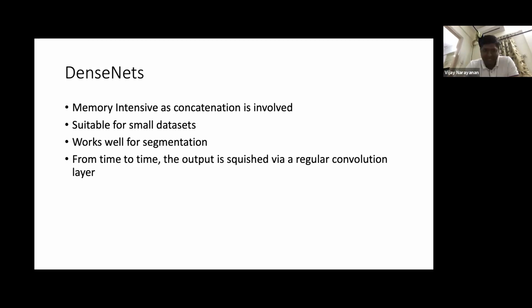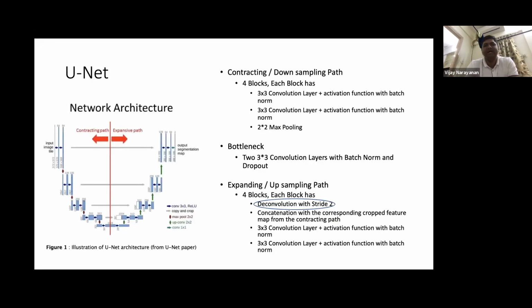But this particular model doesn't always work that way. From time to time, we squish the outputs via a regular convolution layer, and then we start again to concatenate and go along, and then we introduce something to squish it again. So that's how it works. If you see the network architecture of a UNet, it is this. You have a contracting part, a downsampling part, and then an upsampling part.